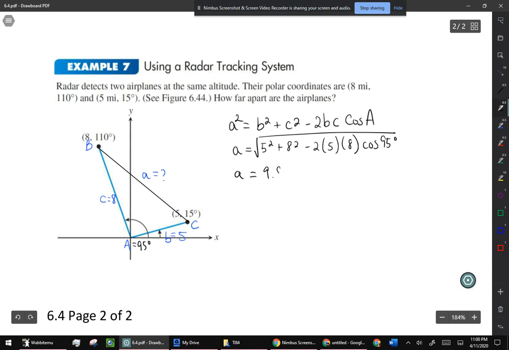That's going to be 9.80 miles. And so the planes will be approximately 9.80 miles apart. And that's that.